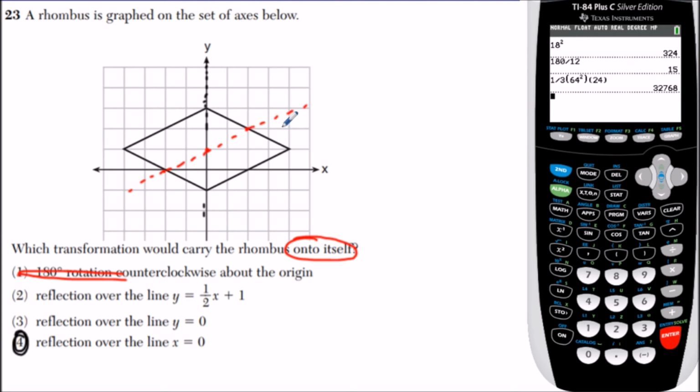But the problem with that is, when we do a reflection over a line, we go right towards the line at a 90-degree angle, and then we go through the line at 90 degrees, the same distance. So let's say this was point A. A prime would be somewhere out here, which clearly doesn't touch the original rhombus. So choice 2 is no good.